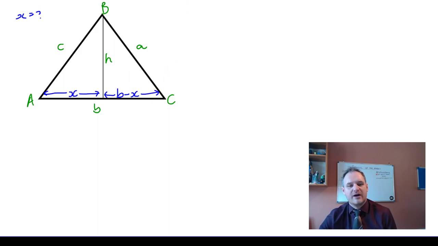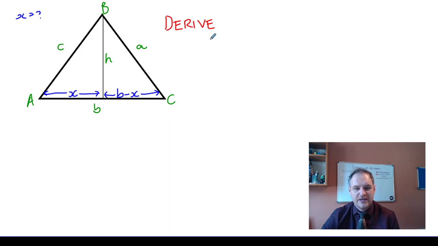This is called deriving. Now, one thing you should never try and do this under the influence of alcohol when you're older, when you're a sixth former. You should never drink and derive. But one thing I would like you to do is to understand that we're going to come up and produce something that's going to be called the cosine rule.